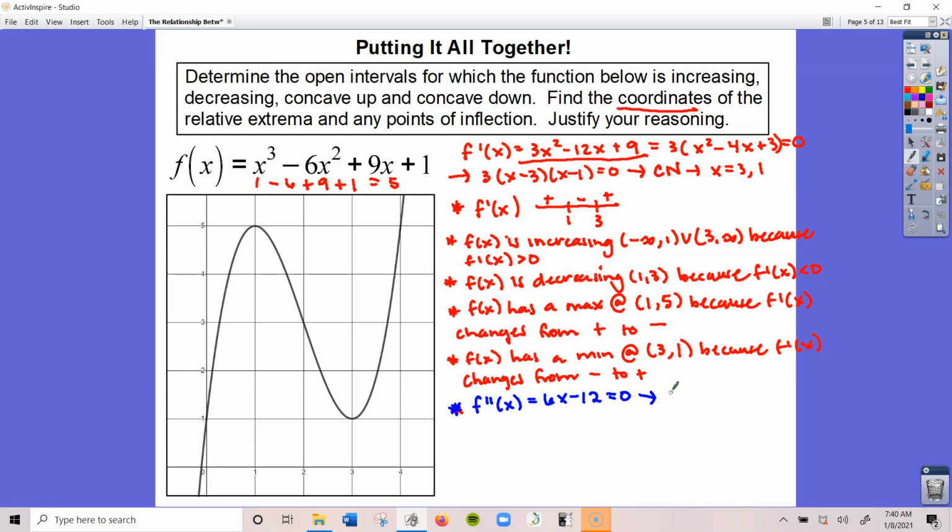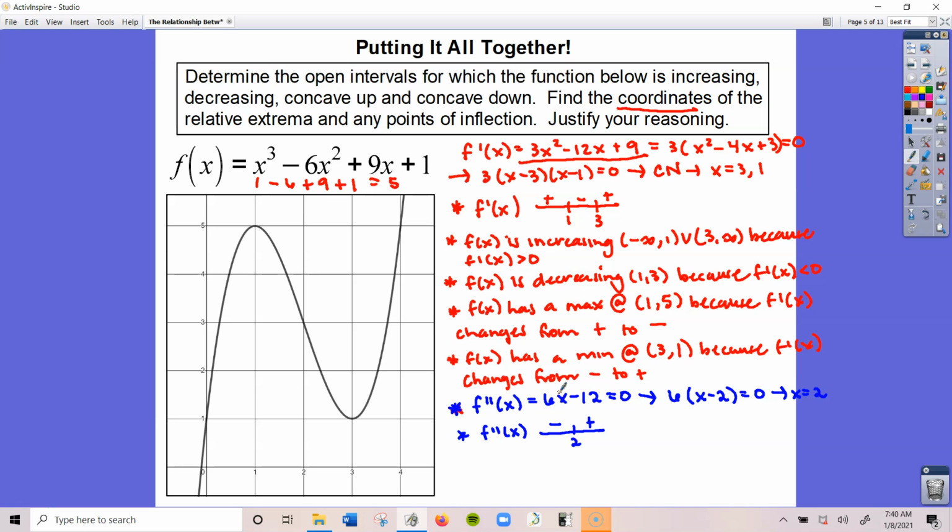We can factor out a 6, and that would give us x minus 2 is equal to 0. So my critical number here is x is equal to 2. And so now I'm going to create my number line, f double prime of x, with my critical number of 2. I'm going to plug in a number to the left of 2, so 0. 0 minus 2 is negative, so negative. And if I plug in 3, then I get positive.